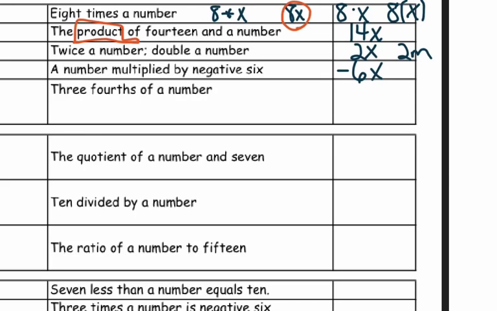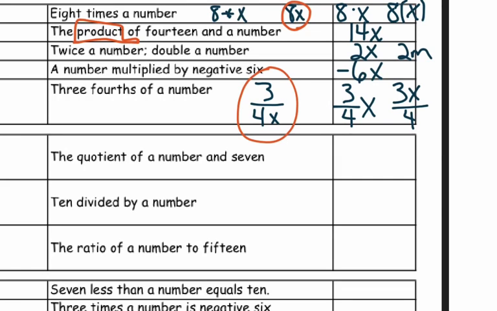And then this one says 3/4 of a number. That was hard for me to say. 3/4 times a number, because of is multiply. So you just write it 3/4 and then x beside it. You could also write it 3x over 4, but you cannot write it 3 and then with x on the bottom. Whoops, sorry. So this is the only way you can't write that.